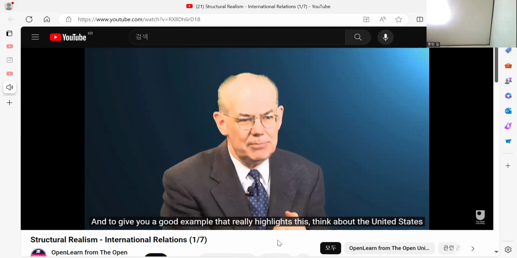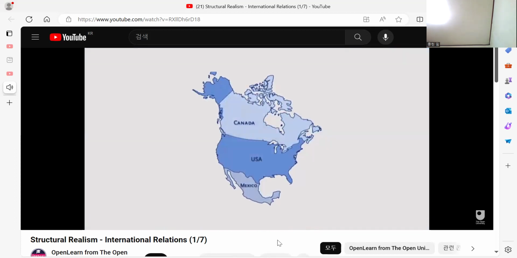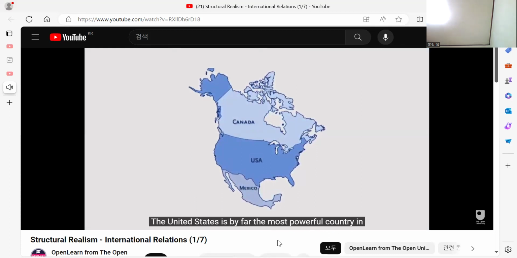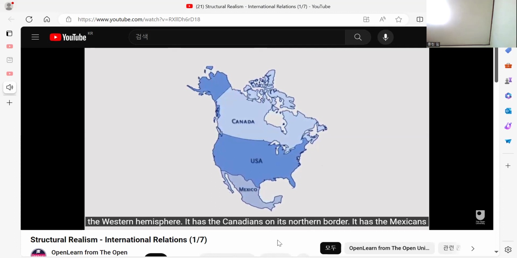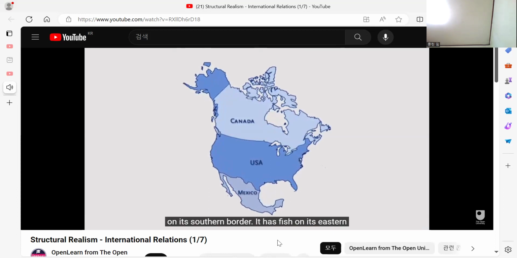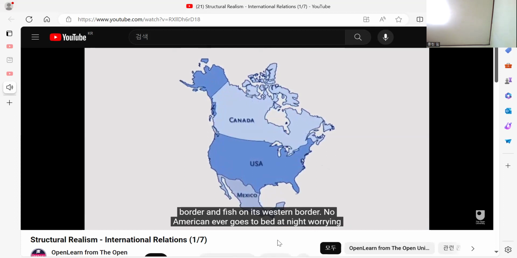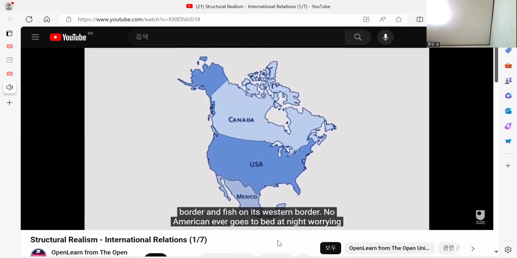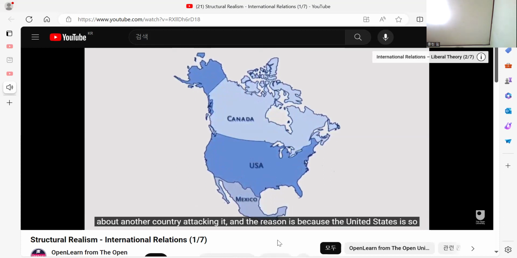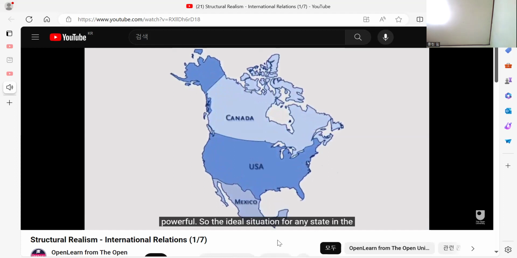And to give you a good example that really highlights this, think about the United States of America in the Western Hemisphere. The United States is by far the most powerful country in the Western Hemisphere. It has the Canadians on its northern border. It has the Mexicans on its southern border. It has fish on its eastern border and fish on its western border. No American ever goes to bed at night worrying about another country attacking it, right? And the reason is because the United States is so powerful.